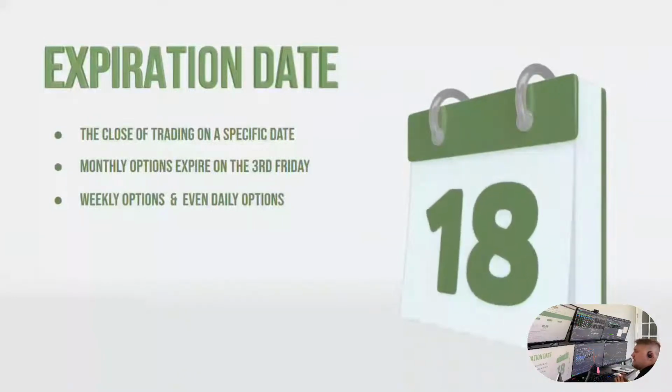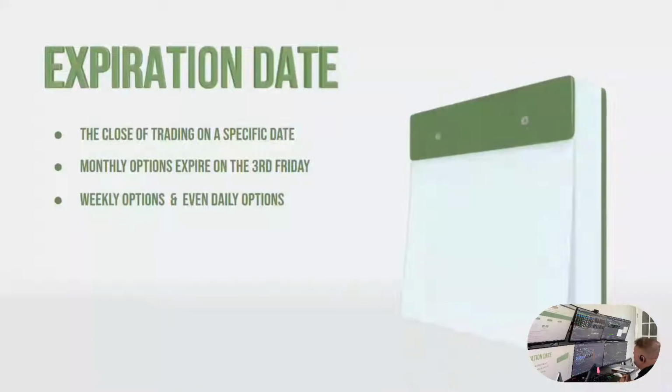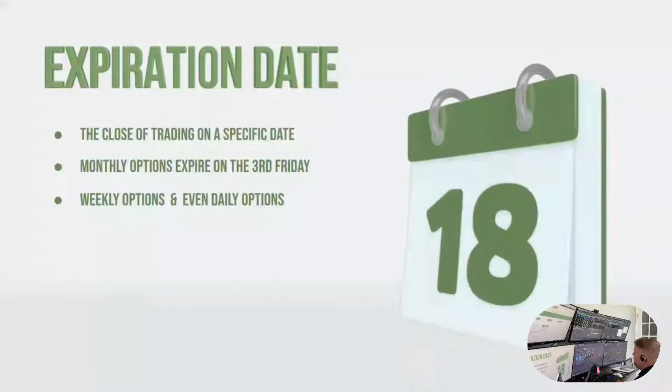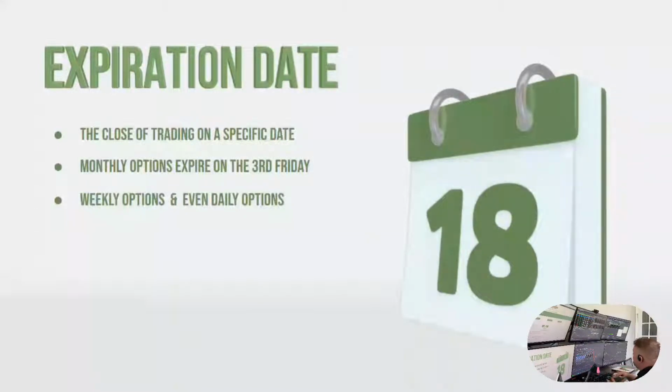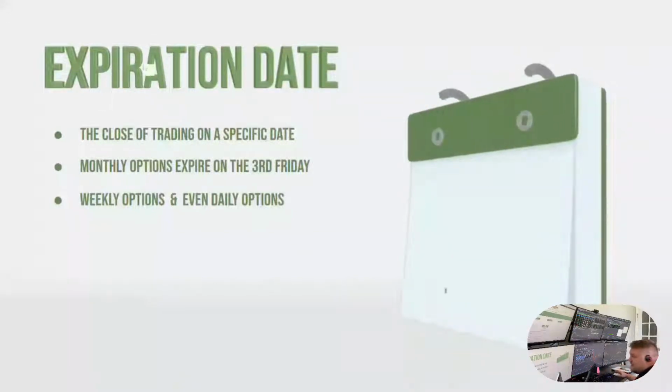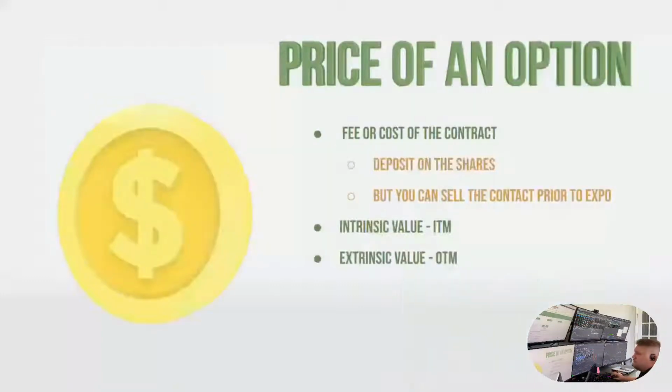When you're focusing on expiration dates, the number one major thing is giving yourself enough time for that trade to go in your favor. We're going to go over how you can tell how far out you have to go for that stock to hit your target resistance or your target profit area. So, let's go back to the screen here. Expiration date is the close of trading on a specific date. Monthly options are the third Friday of every month, there are weekly options, and there are even daily options on SPY.